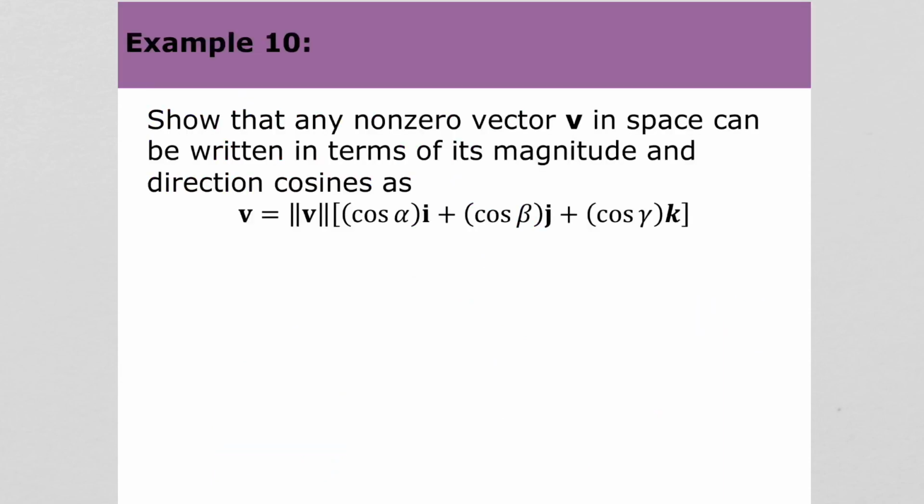And the last example says, show that any non-zero vector in space can be written in terms of its magnitude and direction, like this. So we're just kind of proving that this could happen, that we could say the magnitude of V times the cosine of alpha I plus cosine beta J plus cosine lambda K. How could we do that? Well, it's actually not as bad as it sounds.